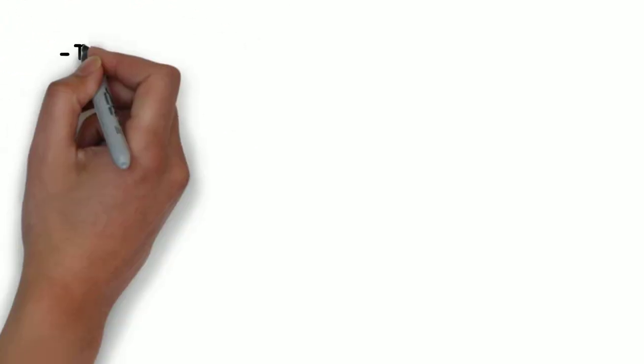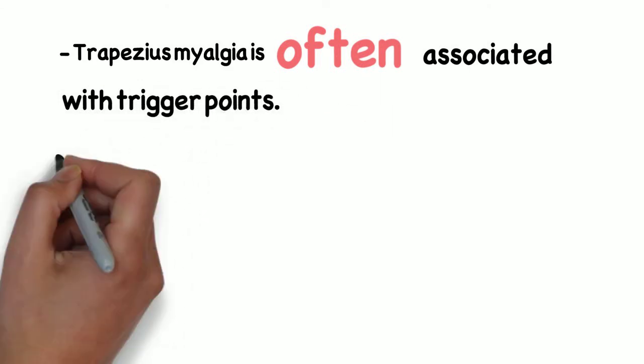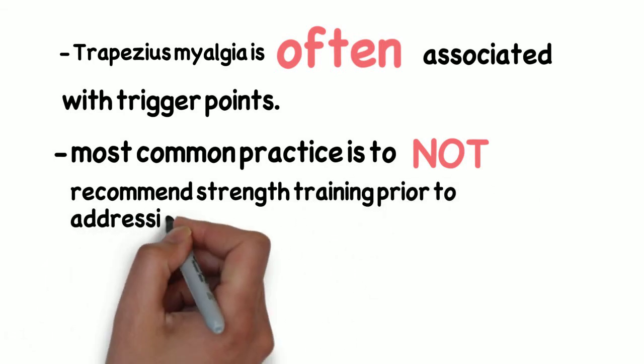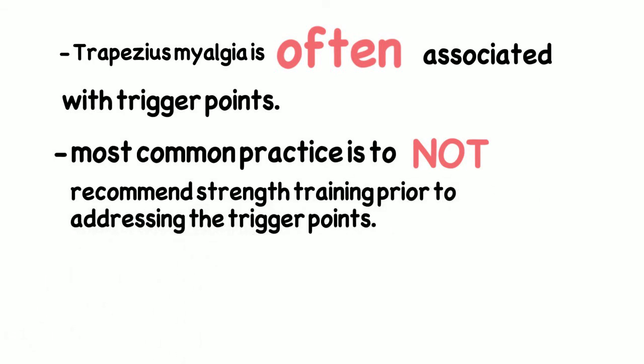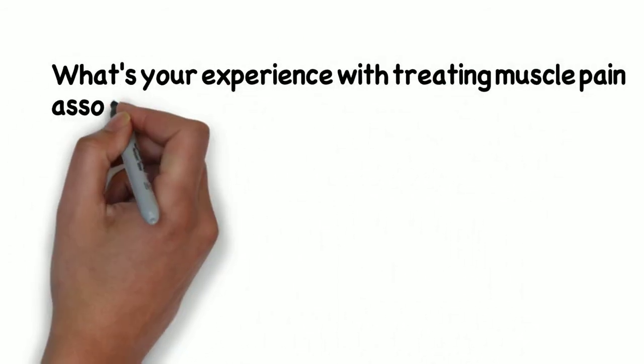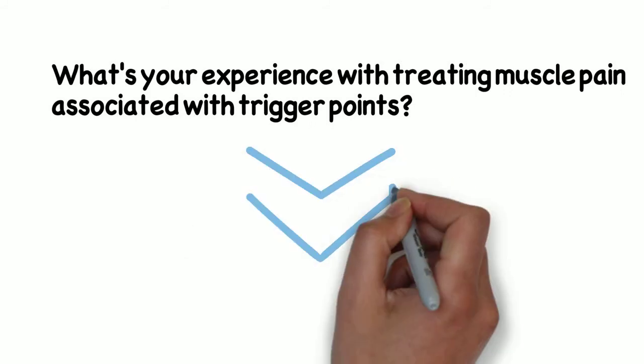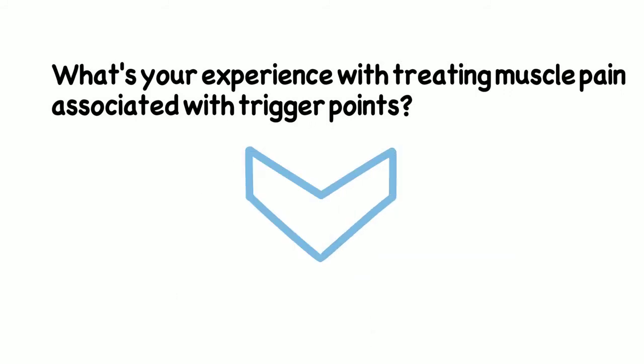If there's one thing to take away from this study, it's this. Trapezius myalgia is often associated with trigger points. Most common practice is to not recommend strength training prior to addressing the trigger points. This study is one of a few recently that goes against that assumption. What's your experience with treating muscle pain associated with trigger points? Have you seen improvements with strength training alone, or do you still address the trigger points first?